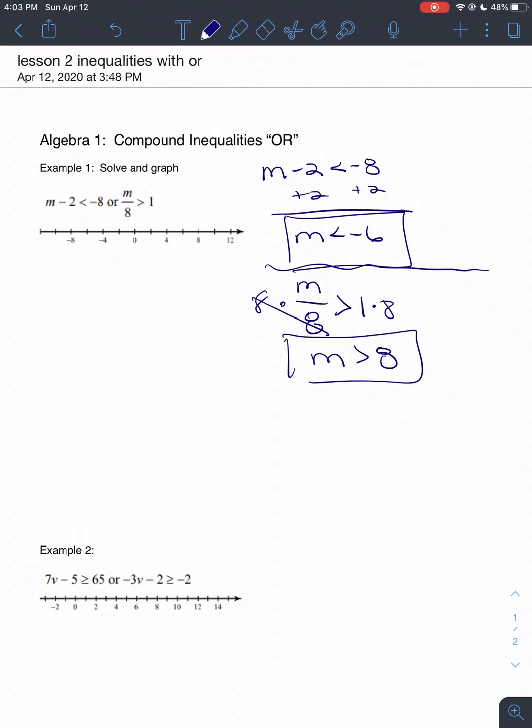So we're going to start with an open circle at negative 6 right there. And m has to be less than negative 6, so we're going to shade to the left. And our second statement says m has to be greater than 8. So again, we're going to have an open circle because it doesn't have a bar, and we're going to shade to the right. So that's a compound inequality with OR. It's going to be broken like that.